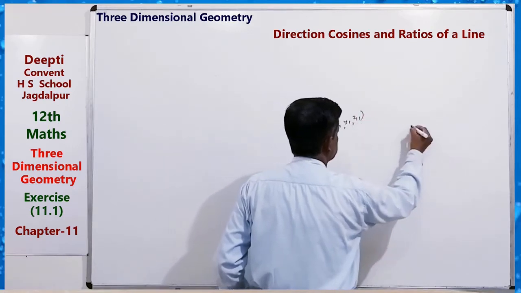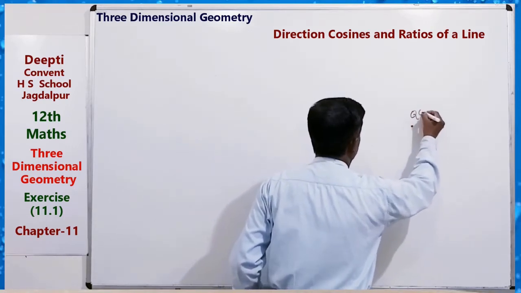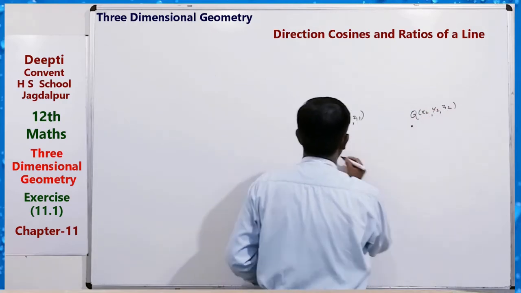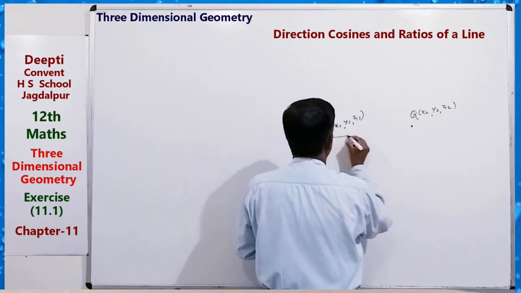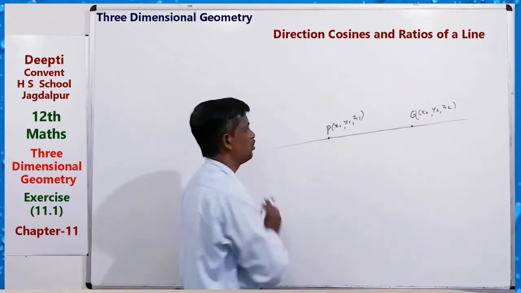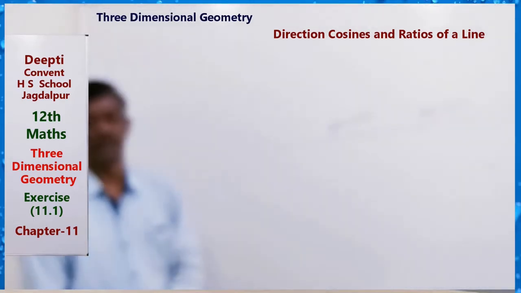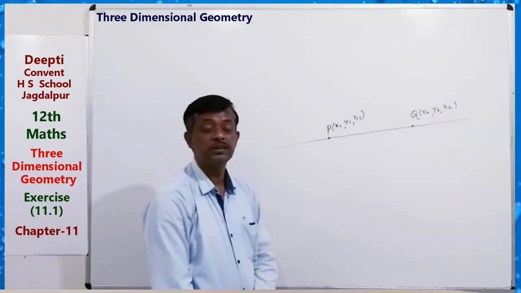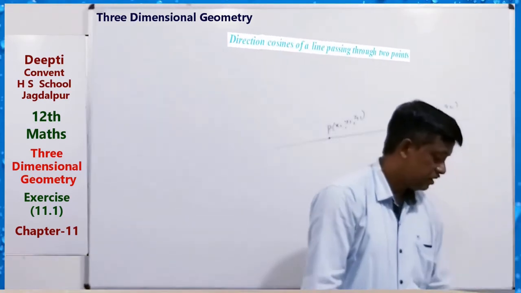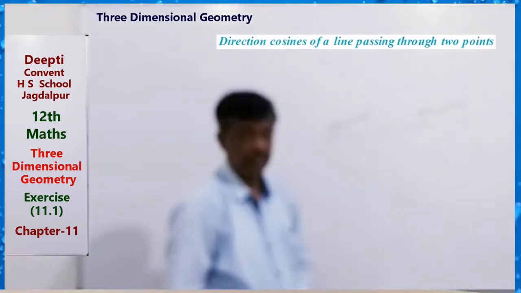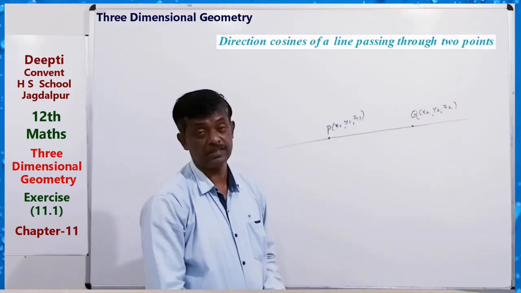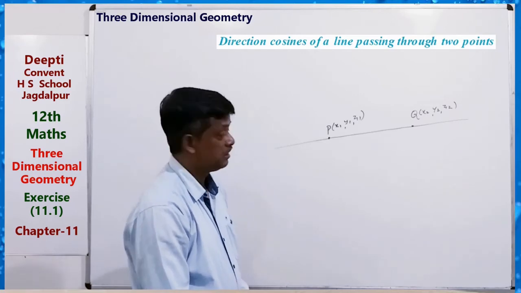Okay, and another point is Q, (x2, y2, z2). So this is our line passing through these two points P and Q. Now we want to find the direction cosines. Direction cosines can be found if we know the angles this line makes with the x-axis, y-axis, and z-axis.